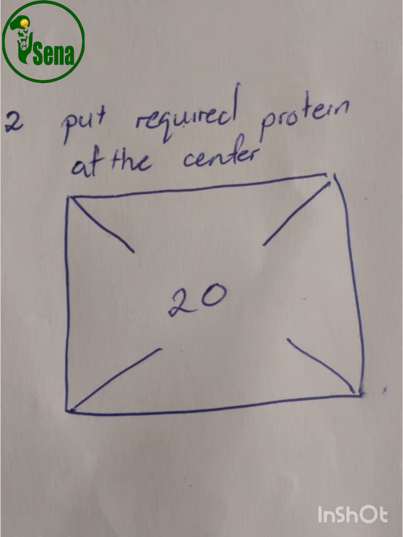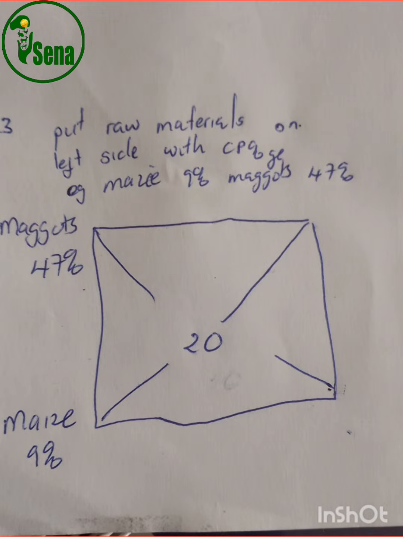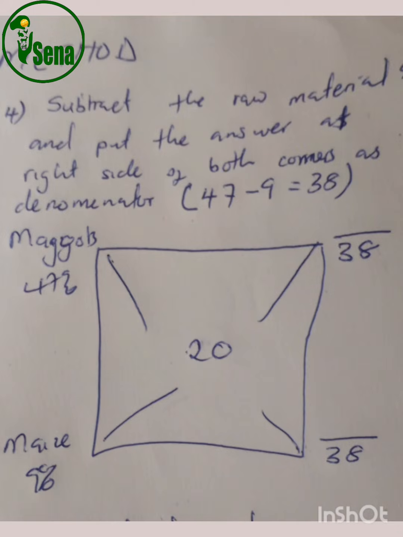So now we are using maggots and maize as our raw materials. Maggots with 47% crude protein, and maize with 9% crude protein. Now, if we are doing this with maize and maggots, the next step is to subtract the raw materials. For example, we subtract 47 minus 9. So this is now our denominator.